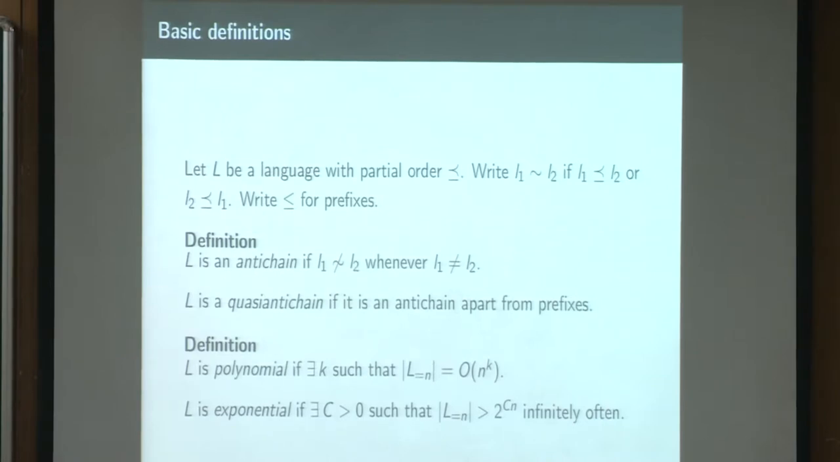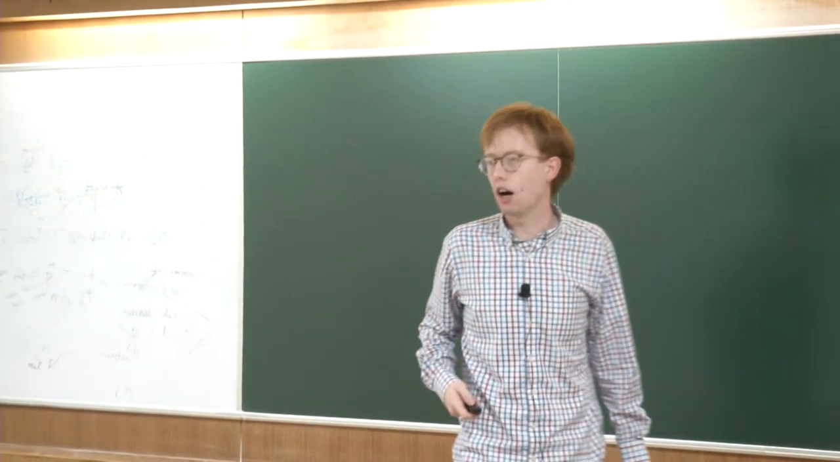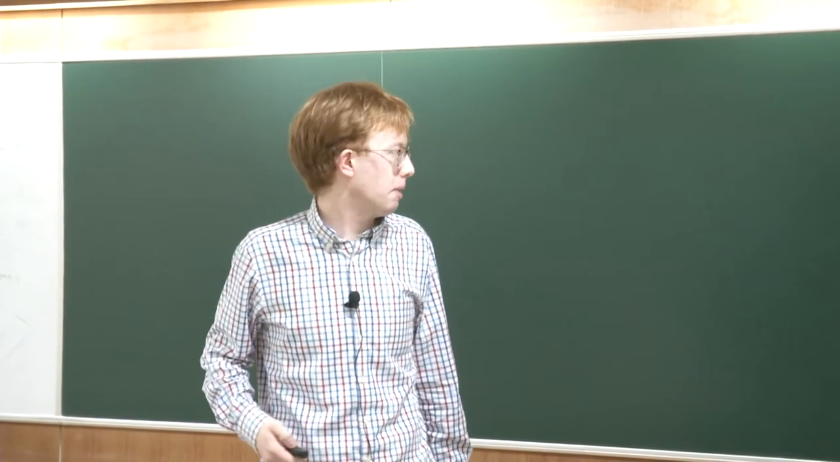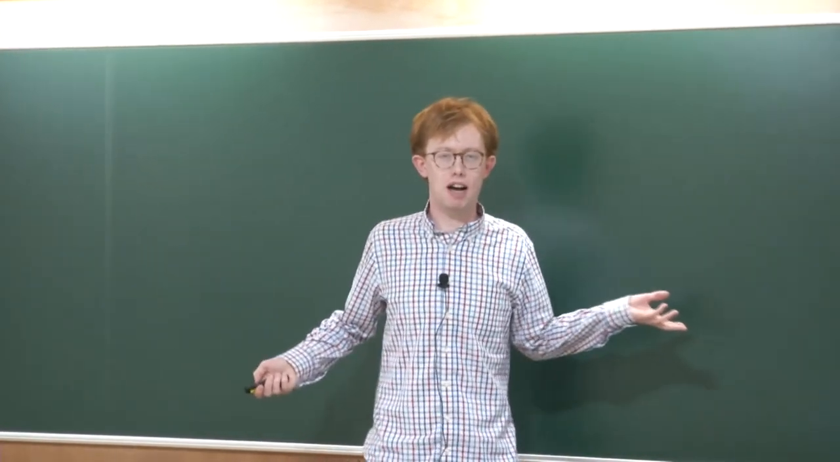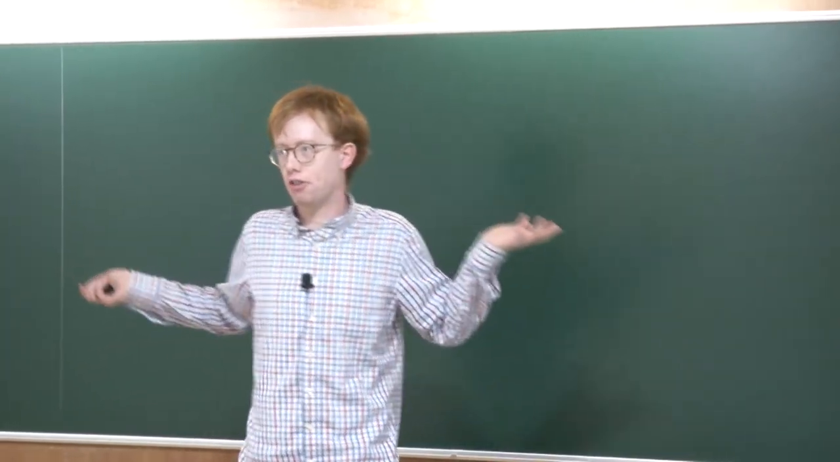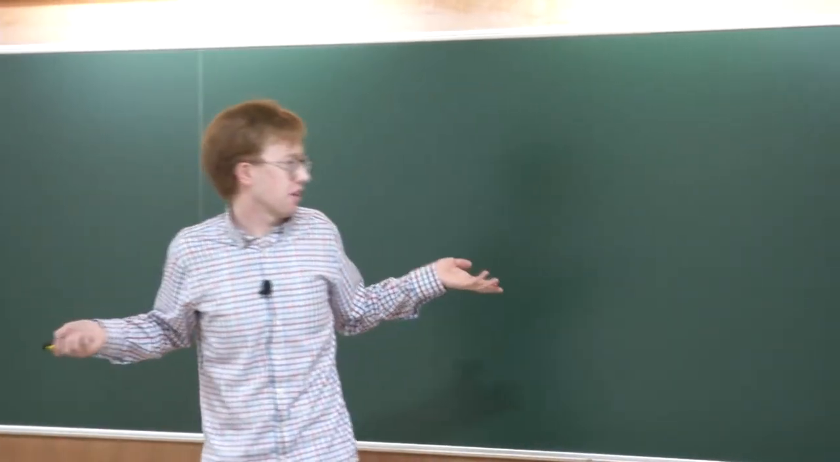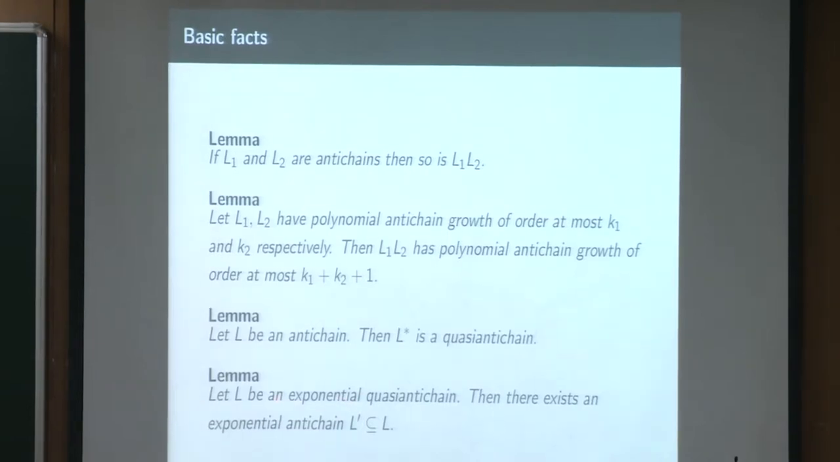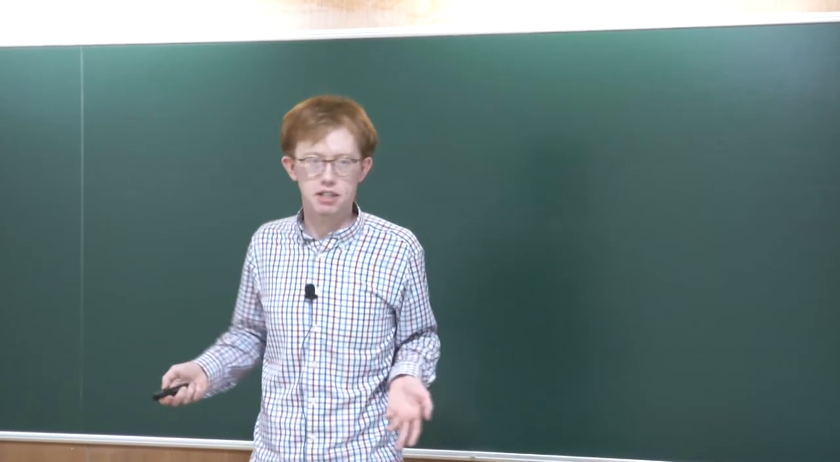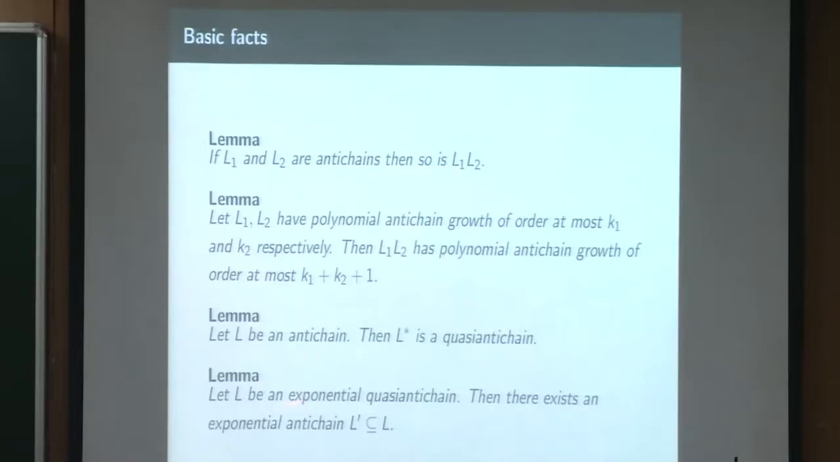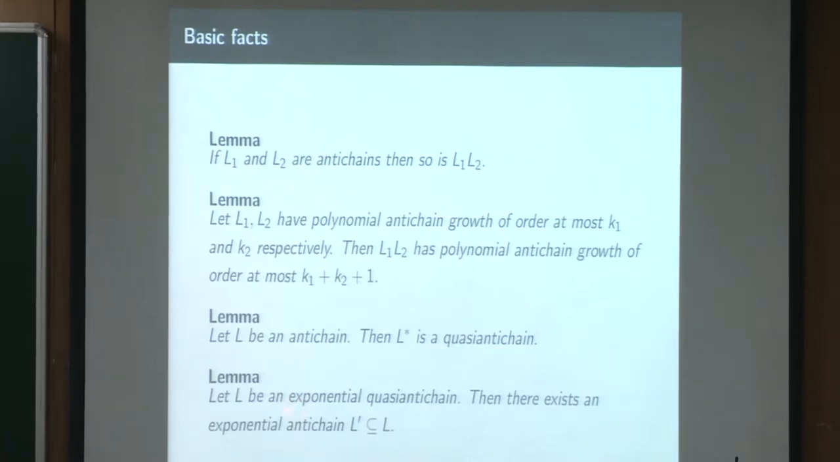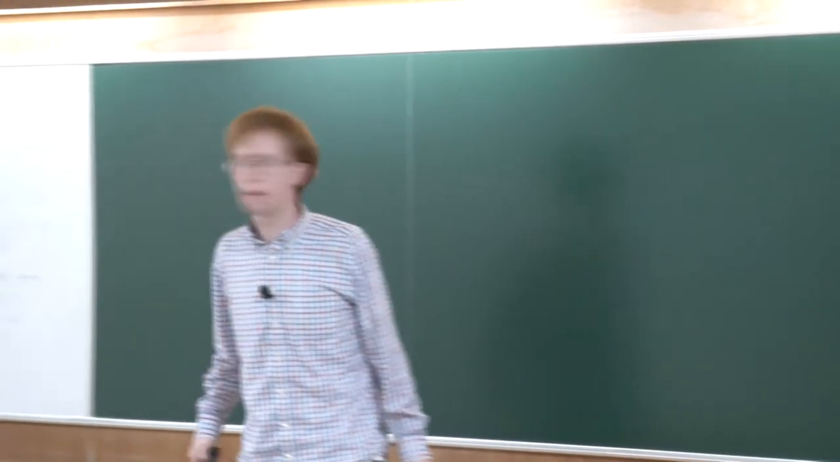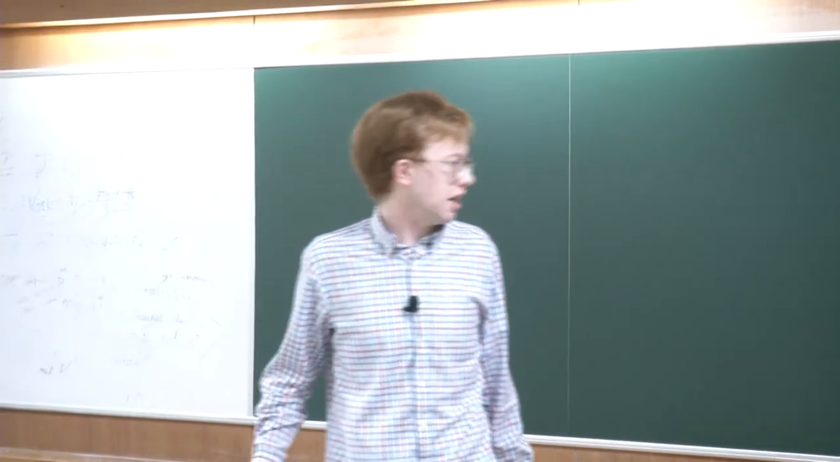Okay, regular languages are all about union, concatenation, and Kleene star, so we probably want to have some theorems about them. Union, it's obvious what happens for polynomial or exponential antichain growth. Finite union doesn't really do anything to that, so let's leave that aside. Concatenation, antichains behave nicely. If you concatenate two antichains, you get another antichain. And if you have control of the antichain growth of L1 and of L2, then you get quantitative control on the antichain growth of L1 L2. Okay, so that's concatenation. What about Kleene star?